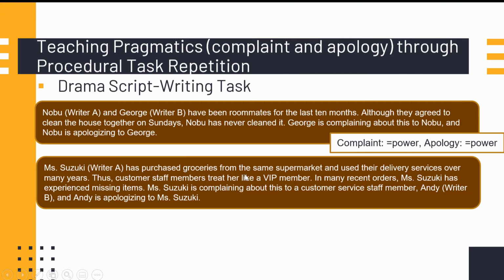So the next task, Ms. Suzuki has purchased groceries from the same supermarket and used their delivery services over many years. Thus, customer staff members treat her like a VIP member. In many recent orders, Ms. Suzuki has experienced missing items. Ms. Suzuki is complaining about this to a customer service staff member, Andy, and Andy is apologizing to Ms. Suzuki. So in terms of power relations, it's different from the first example. So you are making a complaint to somebody who has lower power, but maybe it's a more serious problem. You are also trying to apologize to somebody who has a higher power.